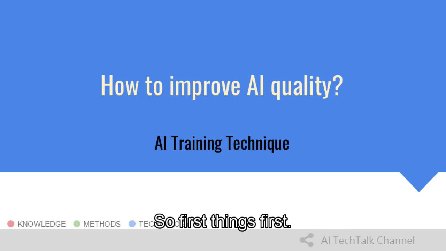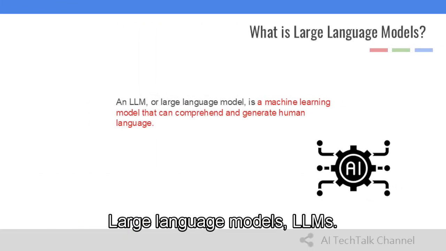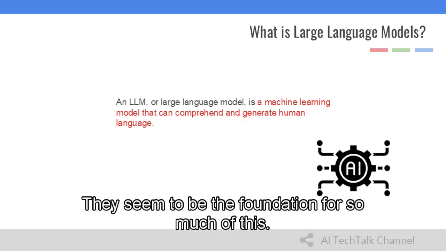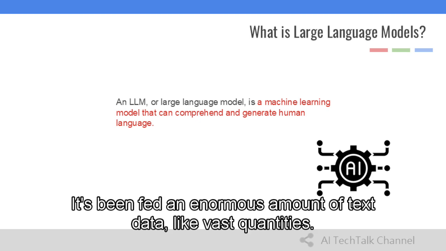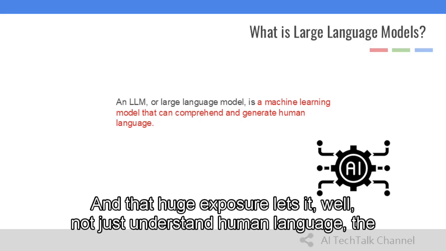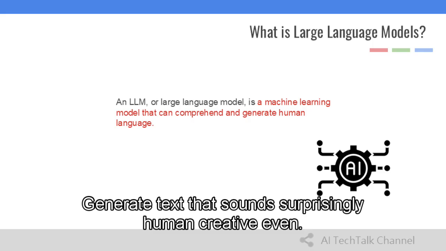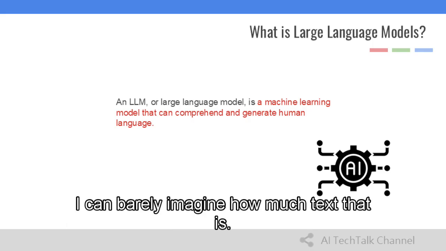Okay. So first things first, we hear this term constantly. Large language models, LLMs. Can you break that down? In simple terms, what are they? They seem to be the foundation for so much of this. Right. So think of an LLM as a really complex machine learning model. It's been fed just an enormous amount of text data, like vast quantities. And that huge exposure lets it not just understand human language, the quirks, the context, but also generate it. Generate text that sounds surprisingly human, creative even. Enormous is probably an understatement. I can barely imagine how much text that is.